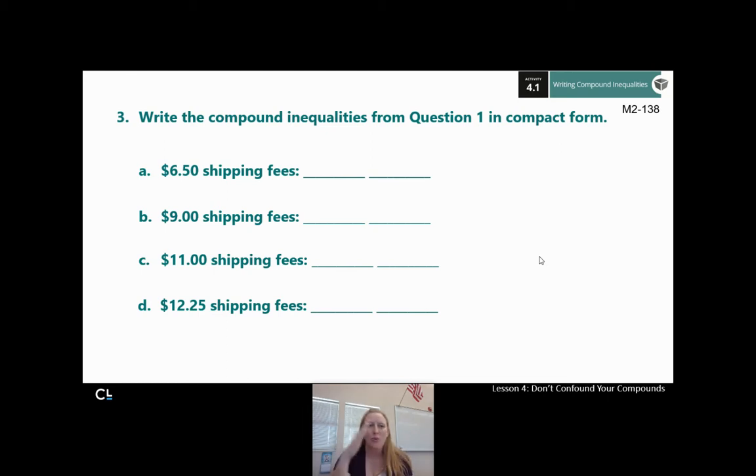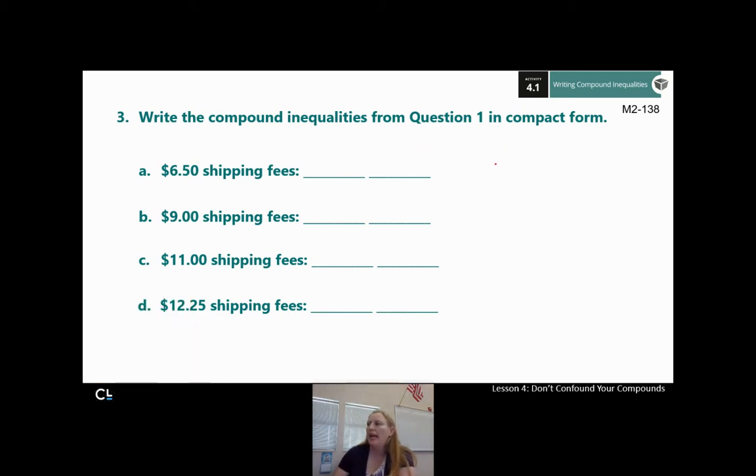Flip back over to number 1, A, B, C, and D. Look at those inequalities and write them in compact form. So go ahead and hit pause to write these down, and then hit play when you're ready to check your work. All right, I'm going to do some work off to the side over here.